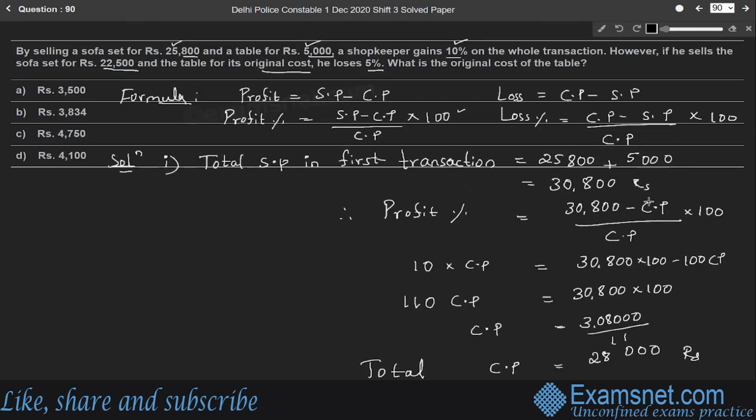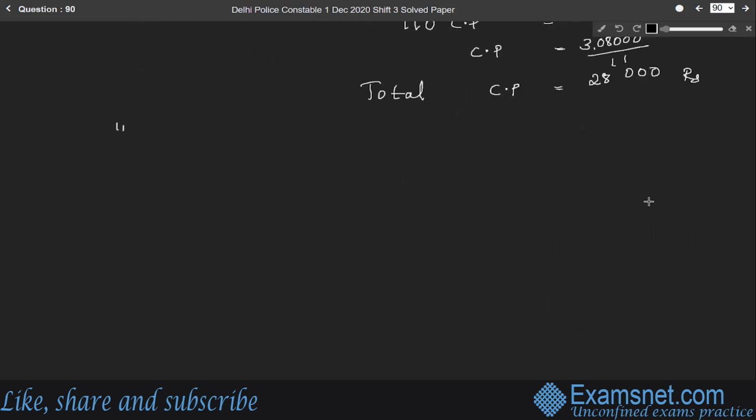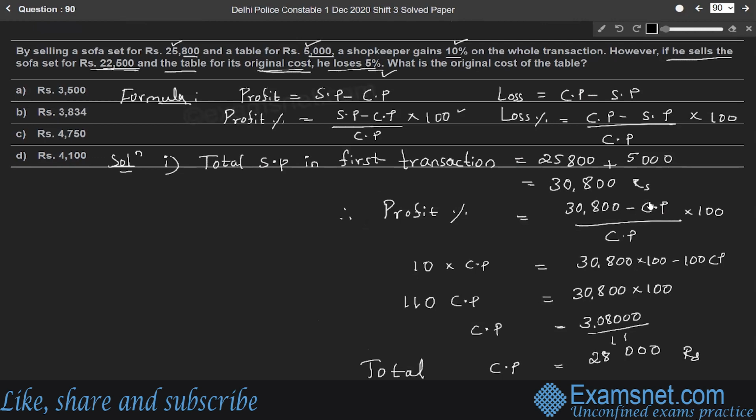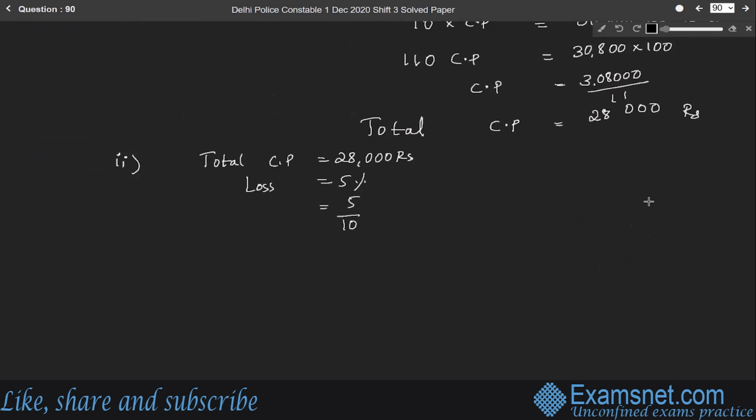So come to the second part, in which if he sells the sofa set for rupees 22,500 and the table for its original cost, he loses 5%. Then what is the original cost of the table? In the second part, total cost price is equal to 28,000 rupees and the loss is 5%, which is given already, right? Therefore, loss is 5 by 100 of the total cost price, that is 5 by 100 into 28,000. So the loss amount is 1,400 rupees.